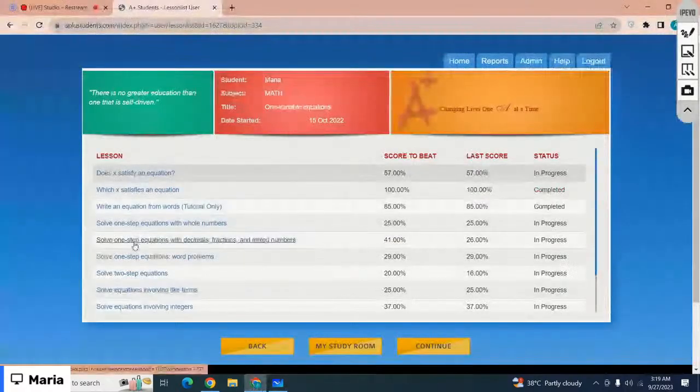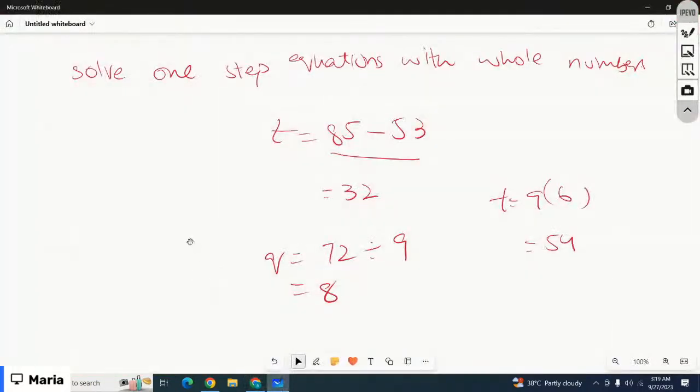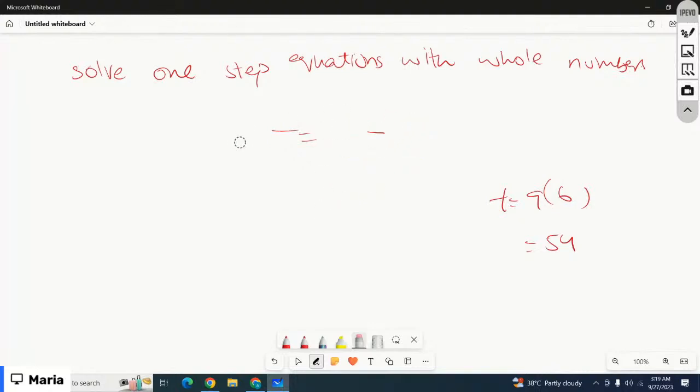The next lesson is solve one-step equations with decimals, fractions and mixed numbers, right? The one we just did is with whole numbers. Now we're going to do it with decimals, fractions, and mixed numbers. That means now fractions, decimals, and mixed numbers are also involved, right?